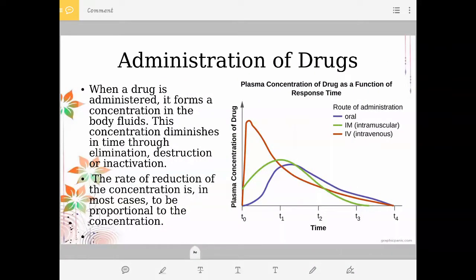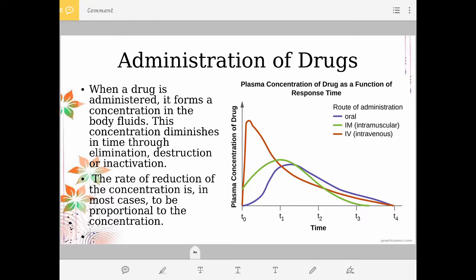Now, for drug administration, I think this is more closer to home type of example. When you administer a drug, it forms a concentration in the body fluids. So this concentration diminishes in time through elimination, destruction, or inactivation. As you can see here, this is the plasma concentration of a drug taken at different routes of administration. So you have oral, intramuscular, and then IV, intravenous administration.